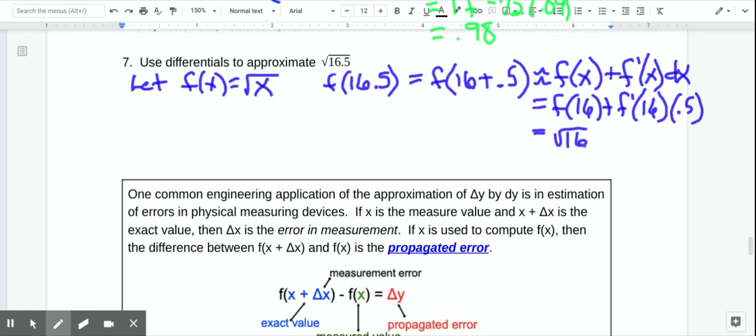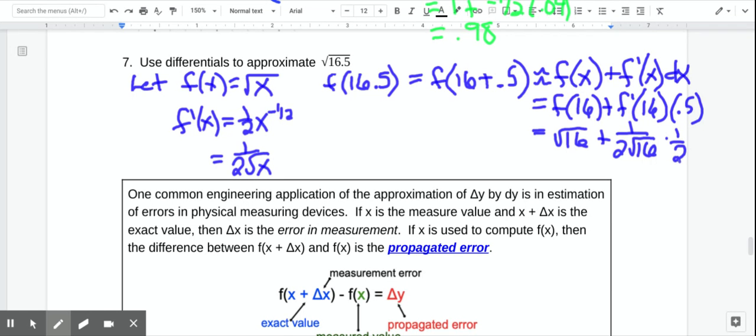That's the square root of 16 plus the derivative at 16. We should probably find the derivative. The derivative is going to be 1/2 x to the negative 1/2, which is 1 over 2 root x. So when we plug in 16, that's 1 over 2 root 16 times 1/2. So when we finish out this problem, we get 4 plus 1/8 times 1/2, which is going to be 4.0625. So we have found that the square root of 16.5 is approximately 4.0625.